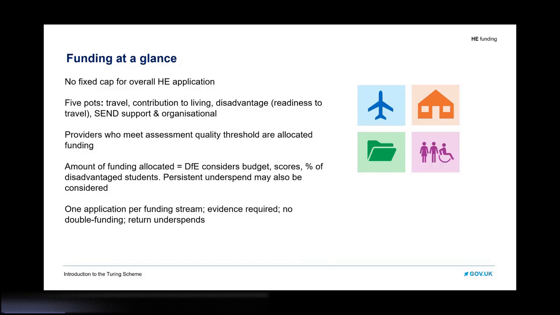Higher education funding comes in 5 pots. Travel for students from a disadvantaged background for one return journey; a per day living contribution that varies based on destination and duration of placement, with higher rates available for students from a disadvantaged background; readiness to travel for disadvantaged students, paid as actual costs as well; SEND, ALN, ASN support based on actual costs; and organisational support per student. Remember, this is contribution funding. You must evidence spend, avoid double funding, and return any unused funds.